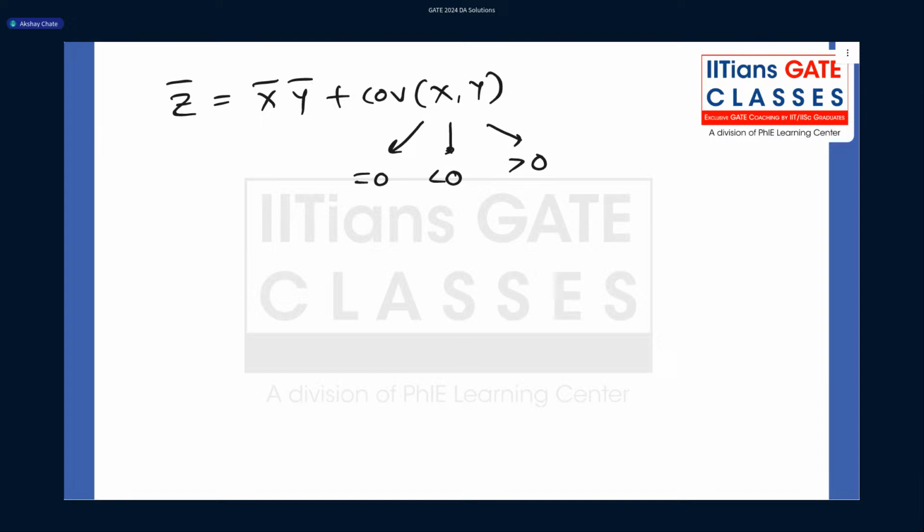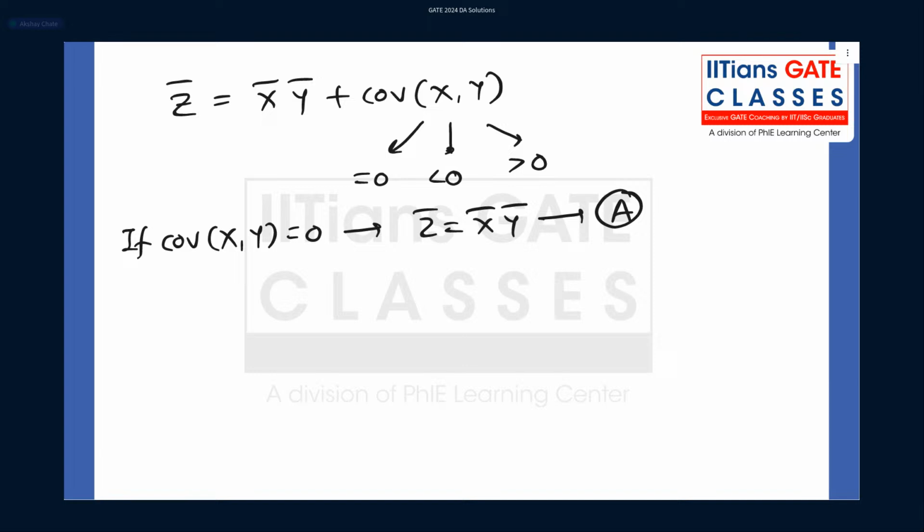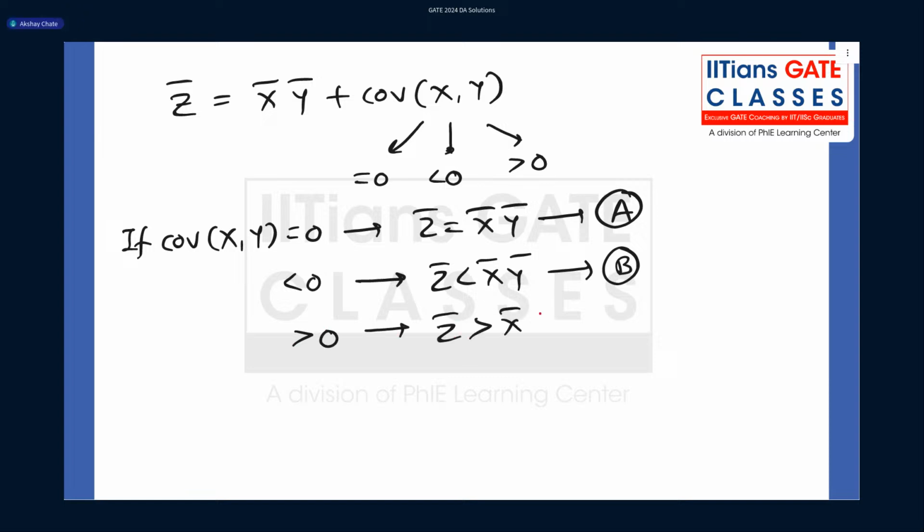So if covariance is 0, then your z bar is x bar into y bar. That is option A. But if it is less than 0, then z bar is less than x bar into y bar. That is option B. If it is greater than 0, z bar will be greater than x bar into y bar. That is option C. So as I said, all of them can't be true. So none of them is true.